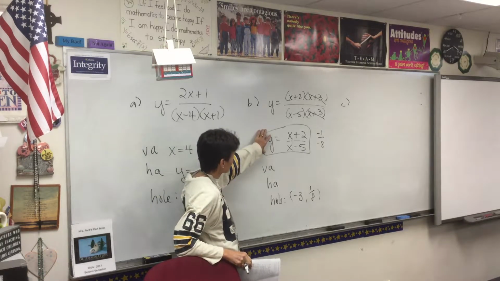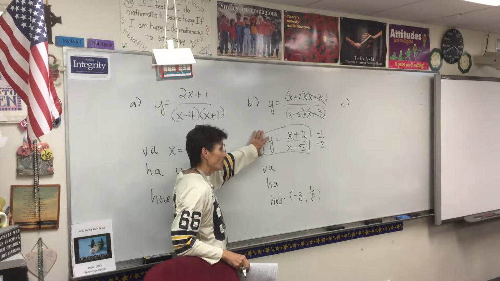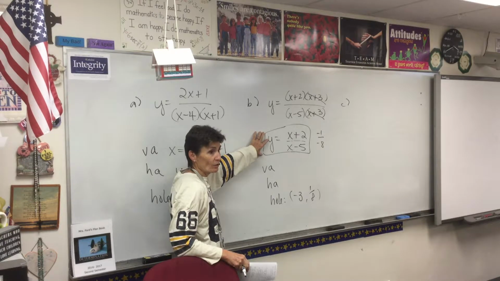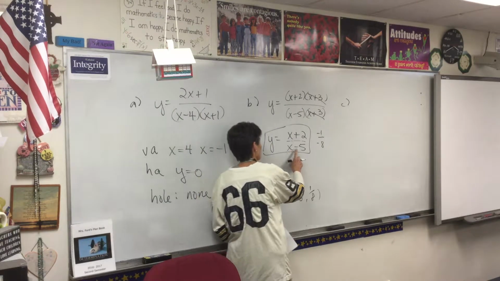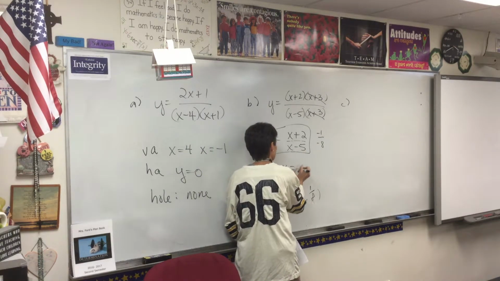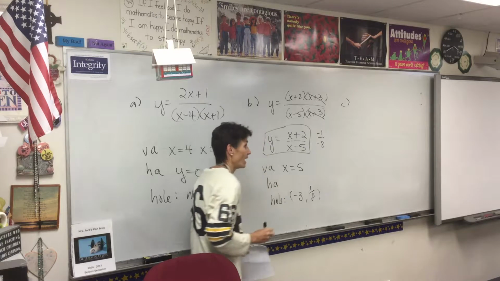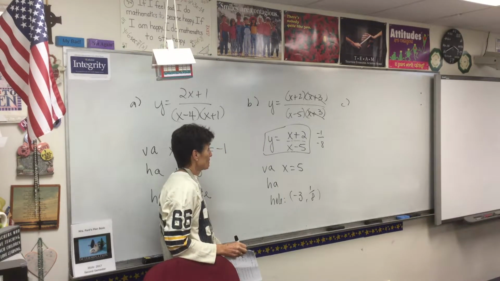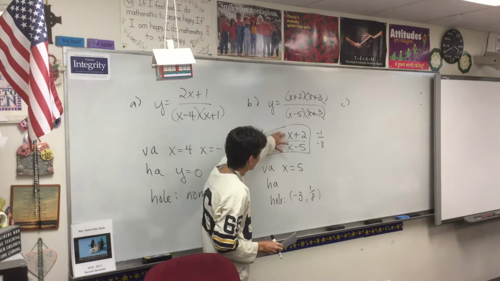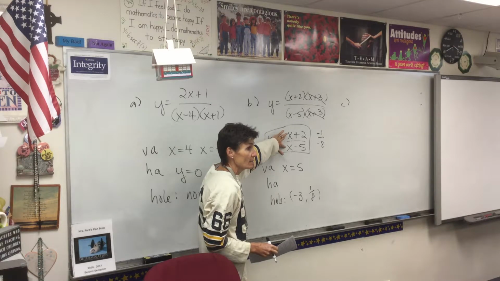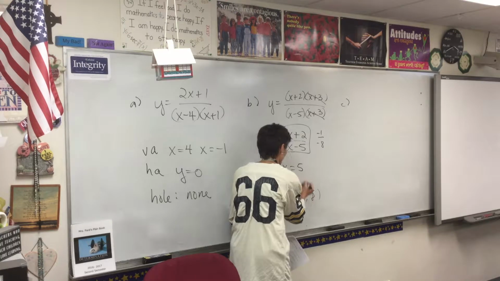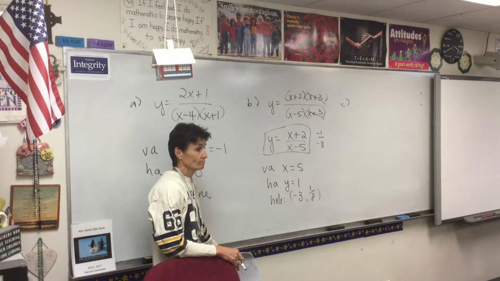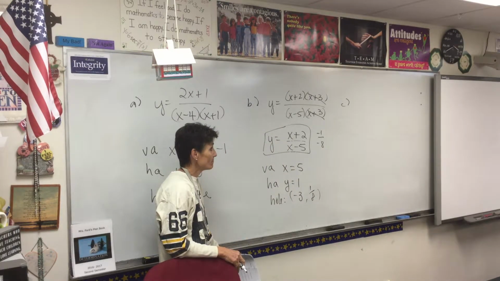All right, look at the box. Is there a denominator? Yep. So there's going to be a vertical asymptote. Vertical asymptotes come from the denominators. So in this case, since the denominator is x minus 5, my vertical asymptote will be x equals 5. Notice I have 1x over 1x. So my horizontal asymptote this time is y equals 1. Right?